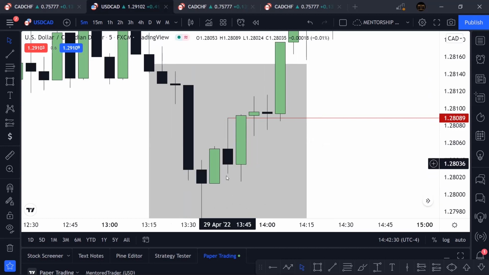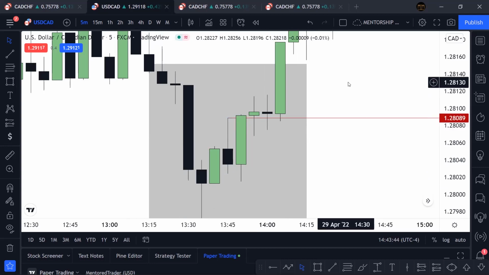Is this important? Not now. Okay? Though I don't want to see this, but I want to see my bullish order block like this. Okay? We've closed above that high.